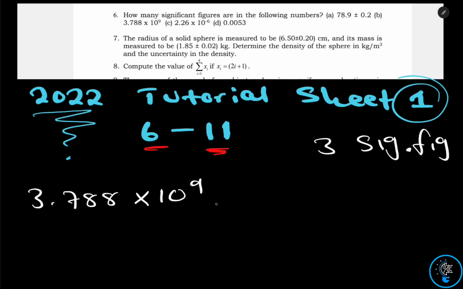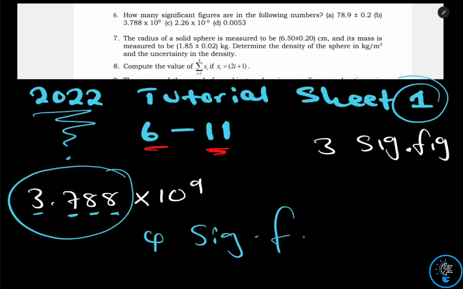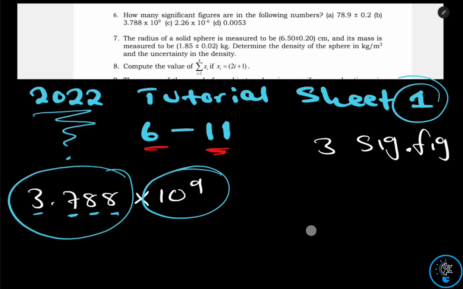So this number is in standard form. So if you're given a number in standard form, you need to focus only on the coefficient. This part. So how many significant figures are in our coefficient? We have 1, 2, 3, 4. So we can say we have 4 significant figures. You ignore the exponent this side. Okay, so just focus on the coefficient. Don't forget that.